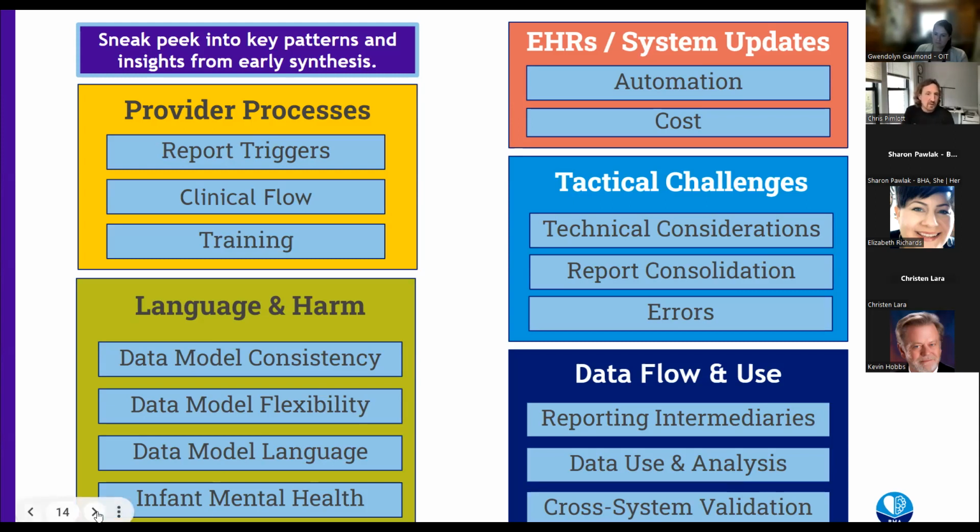Language and harm is where we get into the actual information of what's on these reports. So are we consistent with how we are asking these questions? Are we asking in ways that are similar to being asked by other standards or other organizations, or how data is already being collected in other systems like EHR? We want to avoid people having to make crosswalks and map some piece of information from one system to another with, you know, slightly different answers or something like that.